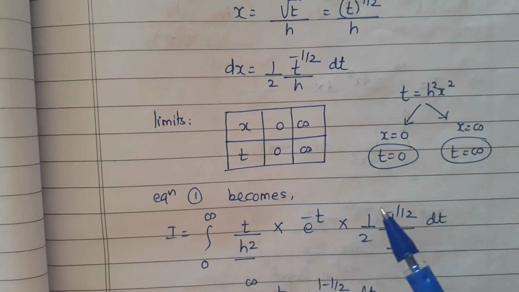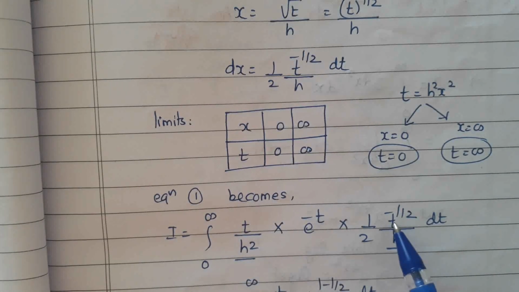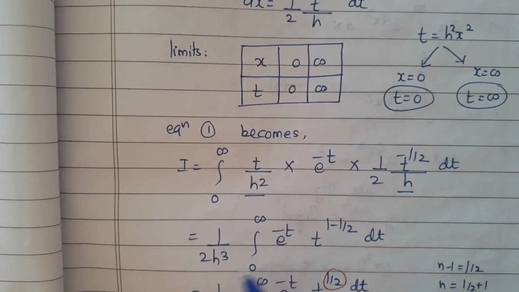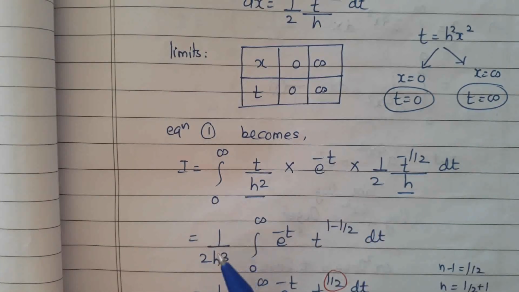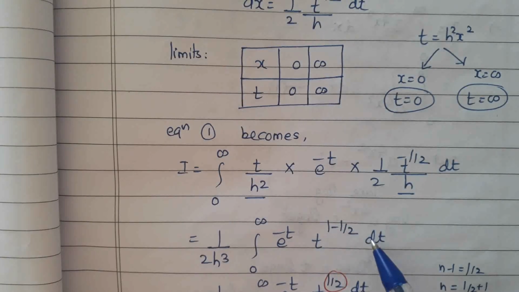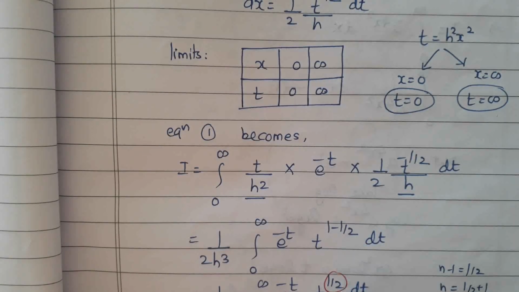1 upon h square times 1 upon h becomes 1 upon h cube, a constant right outside the integral. Add the powers of t: t raised to minus 1 by 2 plus 1, e raised to minus t. 2 is also a constant right outside the integral. e raised to minus t, t raised to 1 minus 1 by 2 dt. So t raised to 1 minus 1 by 2 becomes t raised to 1 by 2.